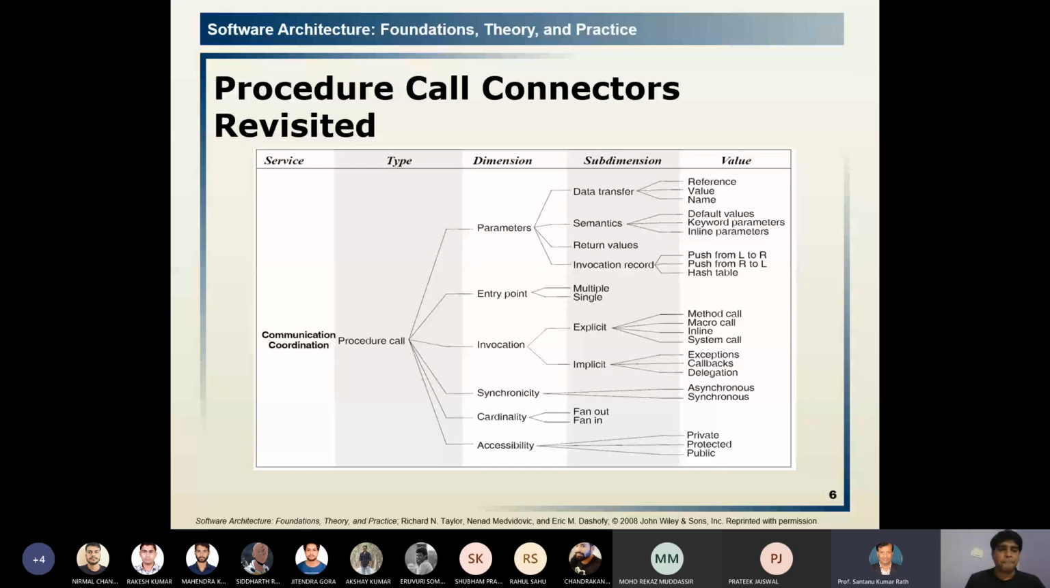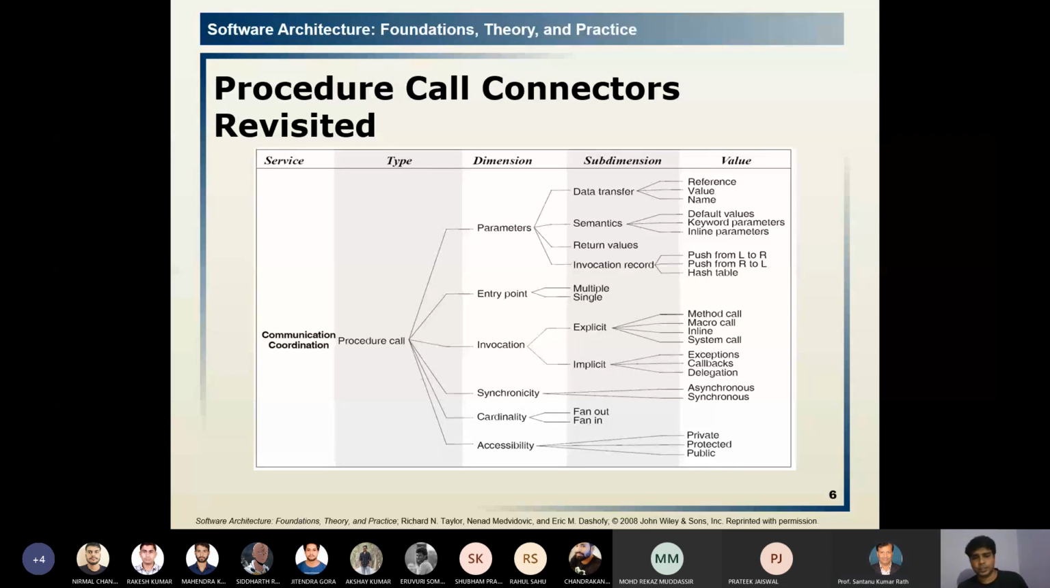Here the connector is a communicator or the connector is a coordinator. What are the dimensions there? Now the parameters, entry point, invocation, synchronicity, cardinality, and accessibility. In the parameters, what are their subdimensions? One is the data transfer, then semantics, then return values, and invocation record. Then in data, numbers, their reference, their values, their name, you have to consider in the value. And similarly for other dimensions also.